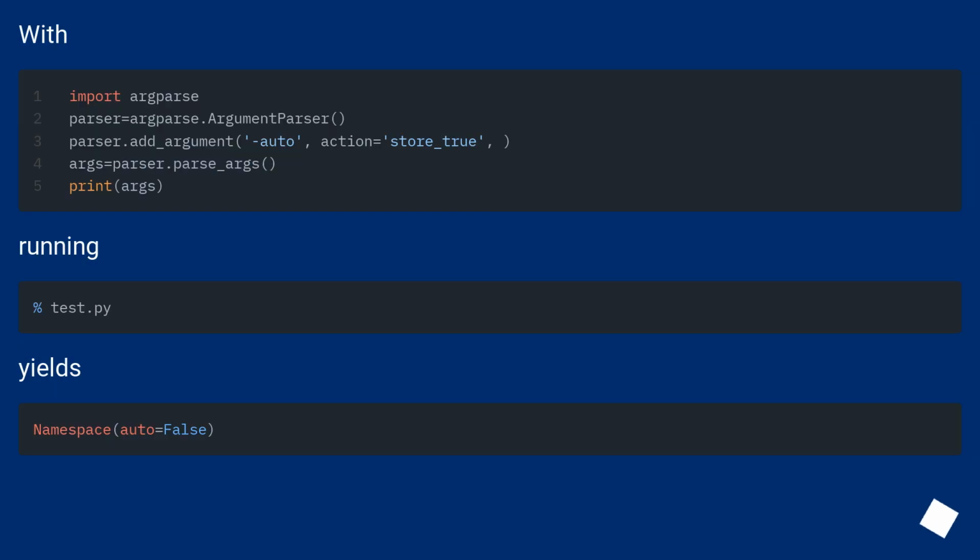With running yields so it appears to be storing false by default.